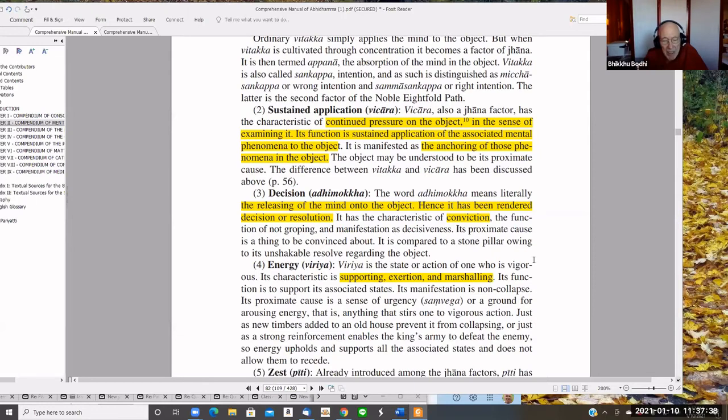Some of these other factors, okay, we can go through. So one factor, the next variable factor, is the Pali word adhimokkha, which is translated here as decision. The word adhimokkha literally signifies the releasing of the mind onto the object. For that reason, I render it decision or resolution. It is said to have the characteristic of conviction, and it's manifested as decisiveness.